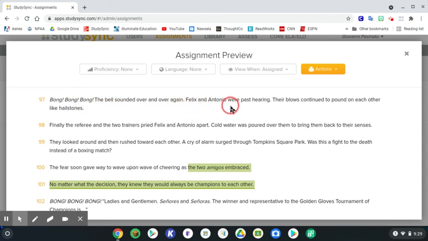Bong, bong, bong. The bell sounded over and over again. Felix and Antonio were past hearing. Their blows continued to pound on each other like hailstones.